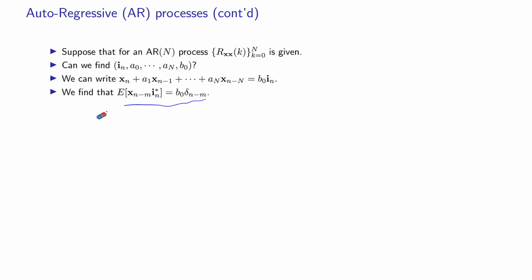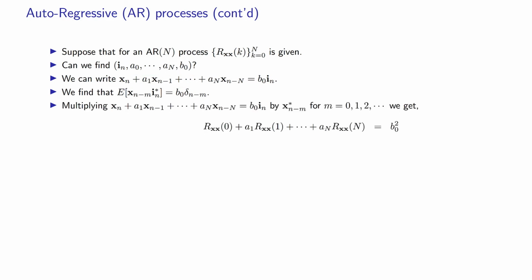Okay, so if I multiply both sides of this equation by x of n conjugate, we could quickly get, so remember that this is the Kronecker delta: delta of n minus m is equal to 1 if n is equal to m and 0 otherwise. So if you multiply now this equation by x of n minus m conjugate for different values of n.